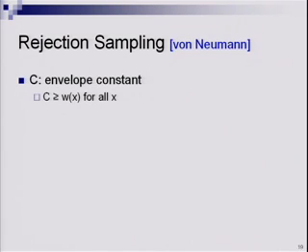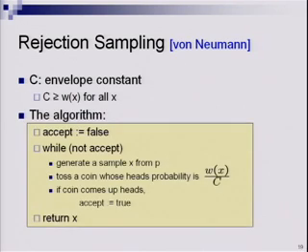In our case, it's very easy to find this constant, because if you remember, the bias weight in our case is 1 over the degree. This is a value which is always at most 1. So we just use an envelope constant, C equals 1.